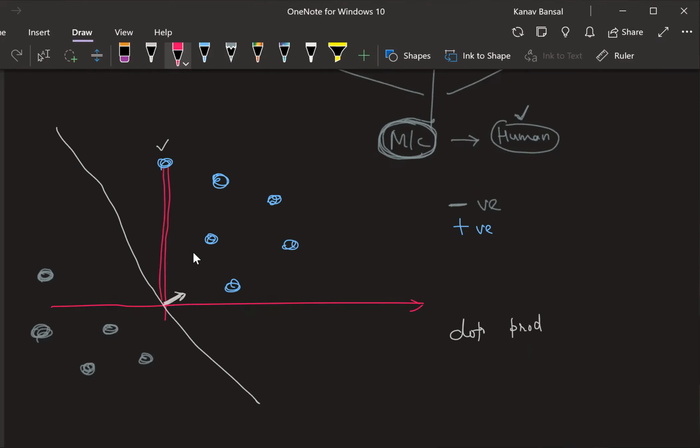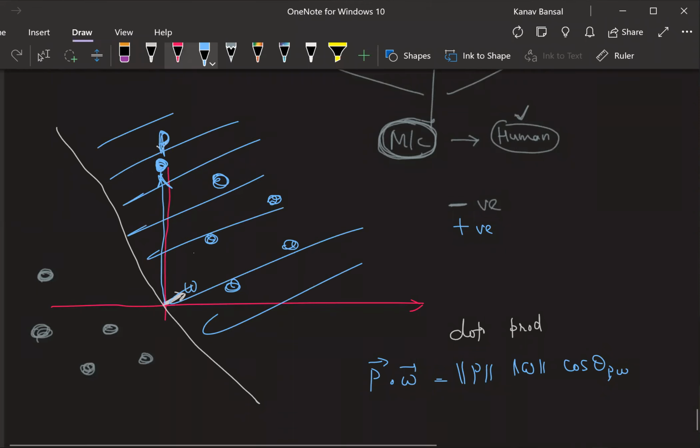How? If this is the point, let me use some other color, maybe blue, right? So let's say this is the point P. You can simply calculate the dot product between W and point P. Whatever point you have, take the dot product between P and W. How do you calculate it? You calculate the length of P, the length of W, and the cos theta between P and W, which is going to tell you whether the point is lying on the positive side or negative side of the plane.